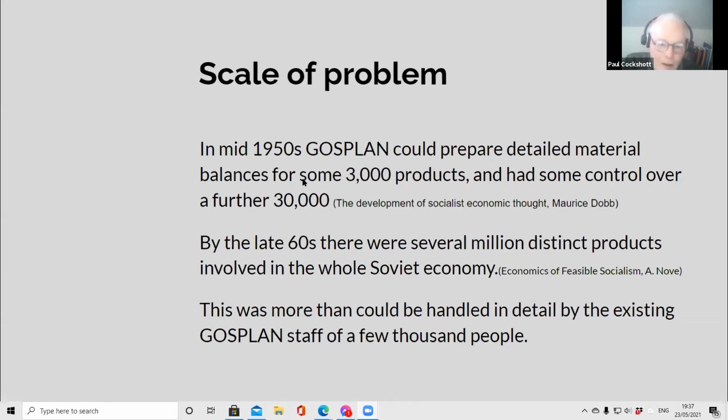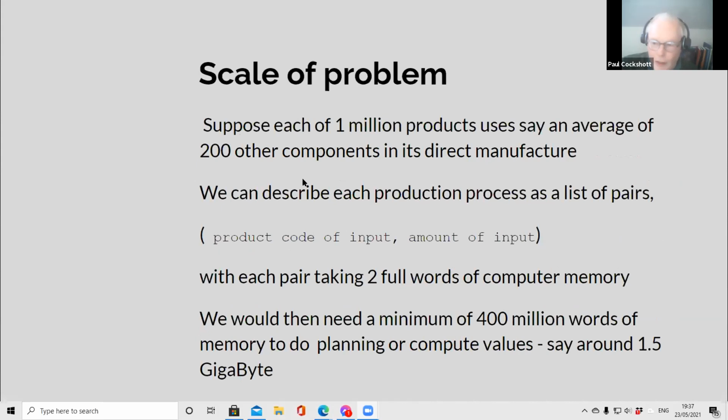Clearly, far more bureaucratic work was involved running capitalism. Now, suppose you've got 1 million products and each uses roughly 200 products for its input. If you're processing that on a computer, you're going to need 2 numbers for every product used in the input: something like a product code and the amount of the input for each product. So 2 words of computer memory, and you need something like 400 million words of memory. Seems tiny nowadays. You can easily achieve that on a cheap computer.